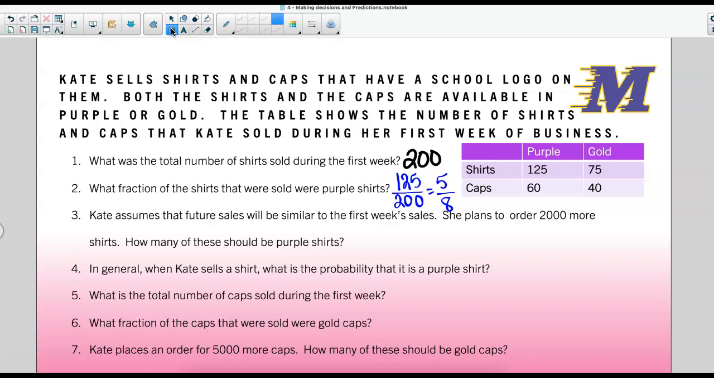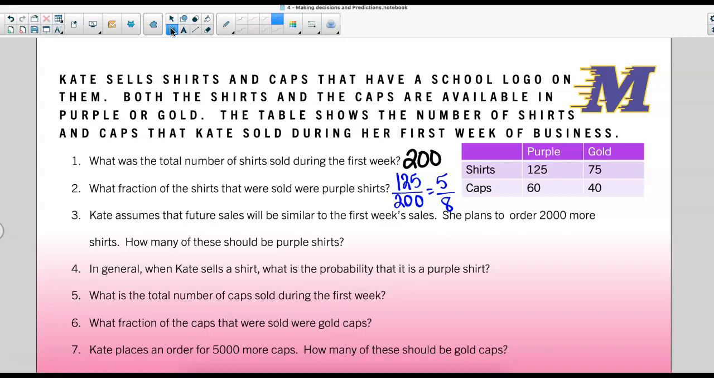Now, Kate assumes that future sales will be similar to the first week's sales. So she's assuming that going forward, she's going to continue to sell at the same rate. She plans to order 2,000 more shirts. How many of these should be purple? Because you don't want to just order 2,000 purple shirts. If you do that, you're probably going to run out of gold shirts. If you're selling them at the same rate, you want to figure out how many of each.